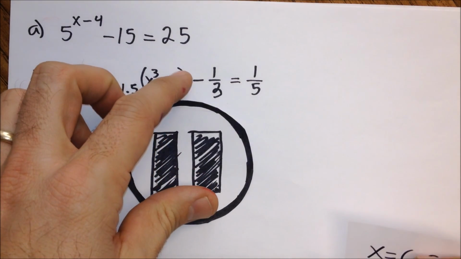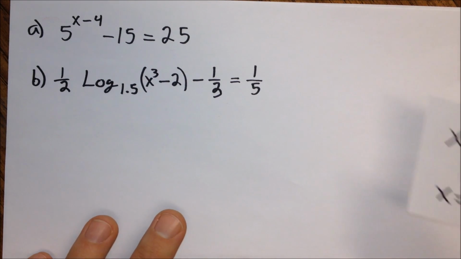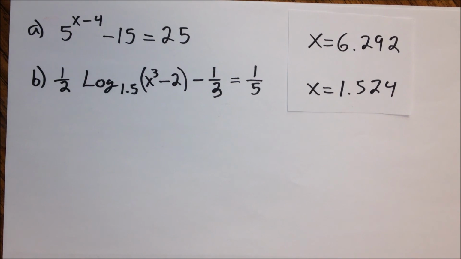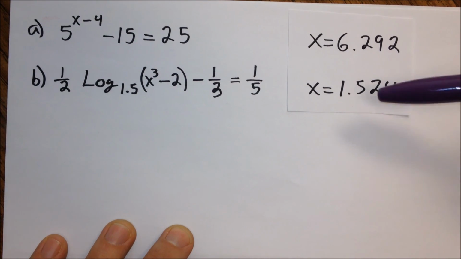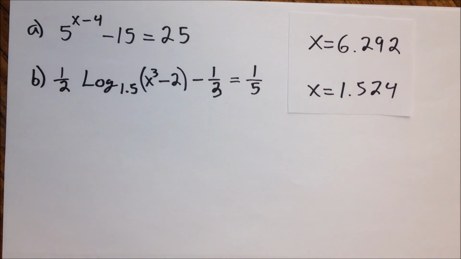Okay, we're back. You've unpaused your device. Hopefully you've given this a really valid attempt and found somewhat correct answers. The answers that I got are x equals 6.292 and x equals 1.524. And if you look on the right side over here, you'll see solutions to these two problems. So click on these two solutions. If you had trouble solving the problems, then you'll be able to see me work through them.